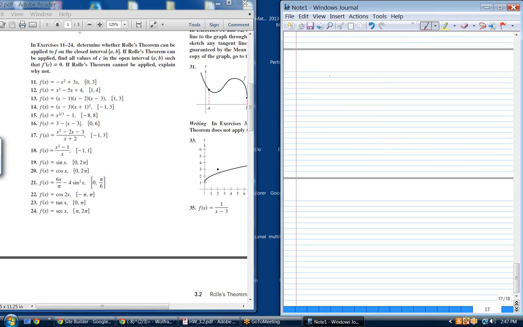17. We factor the numerator. What do we get? We would get x minus 3, x plus 1. And the denominator is x plus 2. Is this differentiable over that interval?